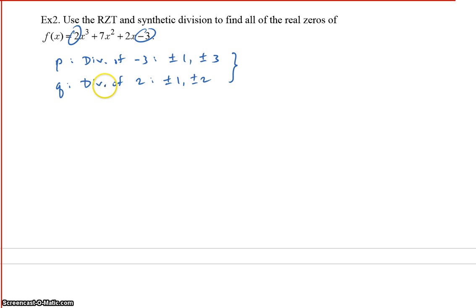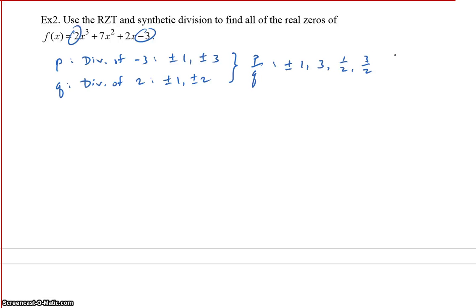So if we divide all the p's by all the q's, we get the set of all possible rational zeros. So 1 over 1 and 3 over 1, plus or minus, just gives us 1 and 3. And then 1 over 2 and 3 over 2. And again, we're assuming plus or minus all of these. I just write the plus or minus once sometimes, but that actually applies to all of those numbers in that list. That's a total of 8 possible rational zeros.